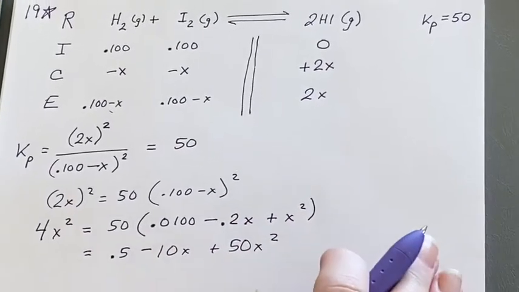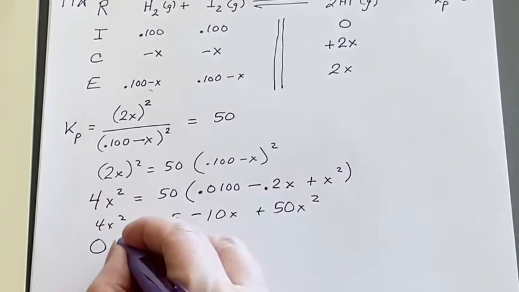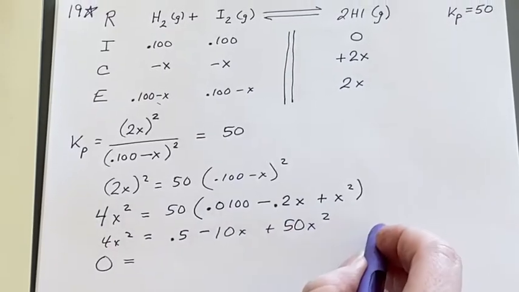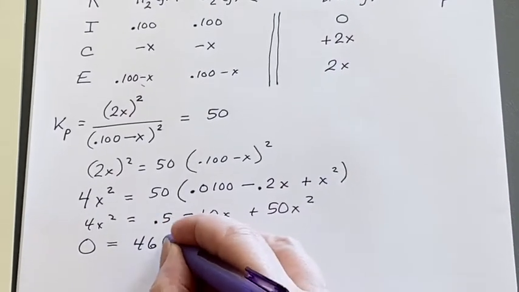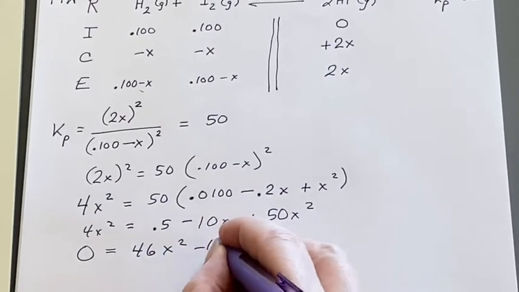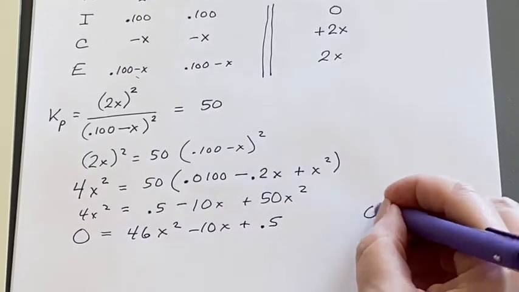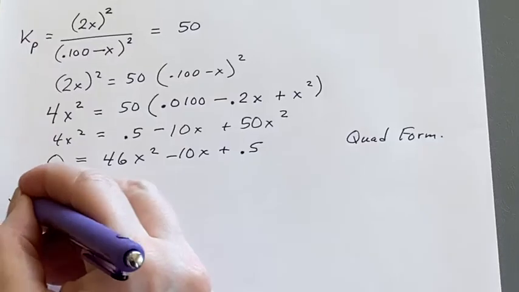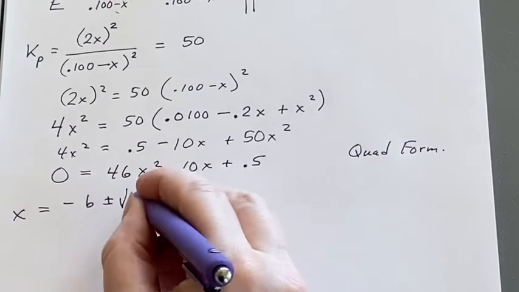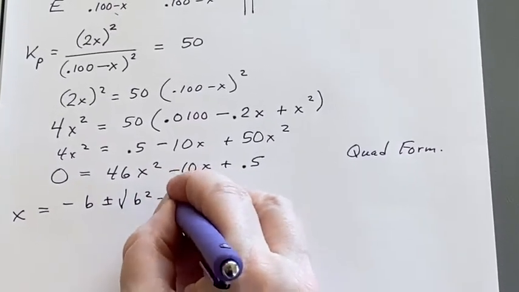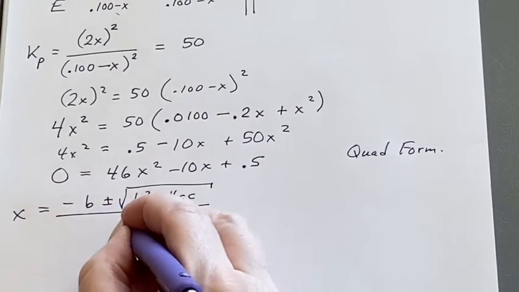Combine everything together by taking this and bringing it over here. So 0 equals, and now I'll write it in the order I would expect to see it if I'm trying to solve it. 46x squared minus 10x plus 0.5. And it's time to use your quadratic formula. X equals minus b plus or minus the square root of b squared minus 4ac, all of this over 2a.